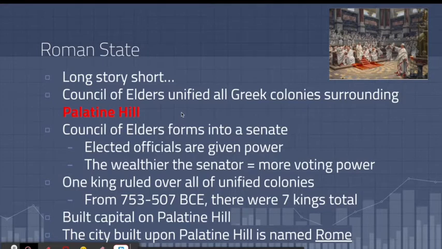One king ruled over all of the unified colonies. Yes, Rome once had kings. To be more specific, from 753 to 507 BCE, there were 7 kings total. The capital for the king and the Senate were built upon Palatine Hill, and eventually that city that was built upon the hill would be named Rome.